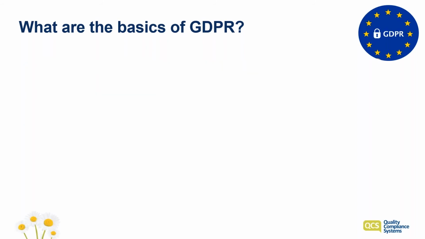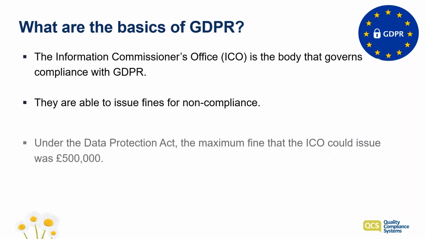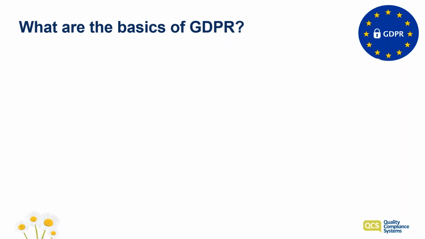The Information Commissioner's Office, which is more commonly known as the ICO, is the body that currently governs compliance with the Data Protection Act and will continue to do so with GDPR. They are able to issue fines for non-compliance, and with the Data Protection Act, the maximum fine that the ICO could issue was £500,000. Under GDPR, there are 2 levels of fine that depend on the type of breach, and in both cases the penalties are significant.